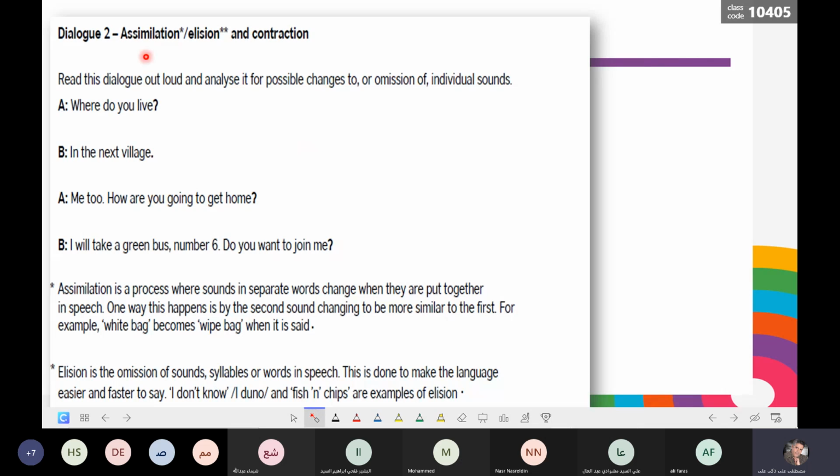Okay, let's practice the second dialogue. And here we are after assimilation, elision, and contraction. Can you remember these 3 terminologies? Assimilation, elision, and contraction. I want you to read the dialogue out loud and analyze it for possible change or omission of individual sounds. Okay?